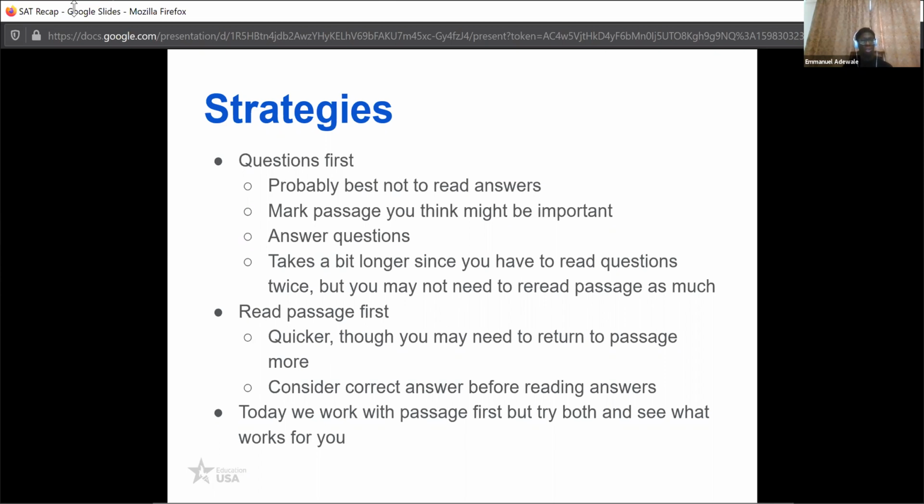If you read the passage first, it'll be quicker for you, but you might need to return to the passage a bit more frequently. And also, when you're reading the passage first, consider the correct answer before you read the answers. Try and think about what exactly is correct before you read through those choices. Today we did read some of the questions first, but we spent more time reading through the passage first. But definitely try both and see which one works for you.